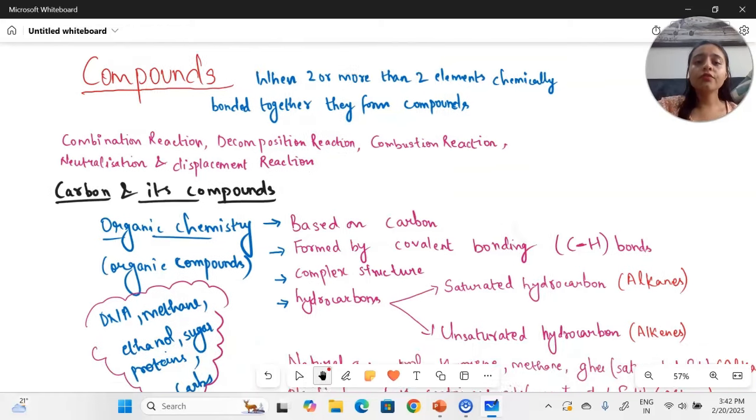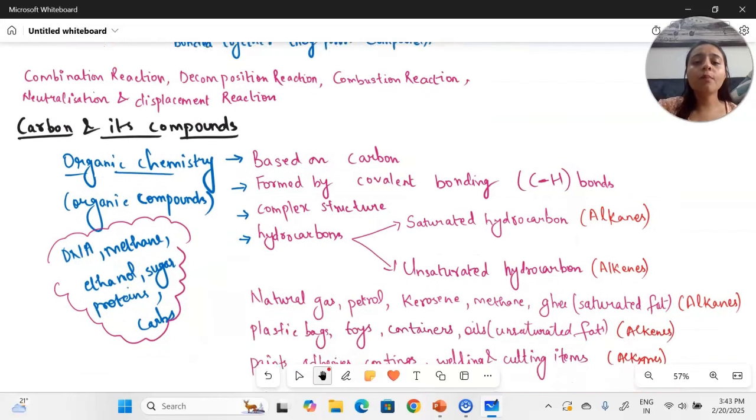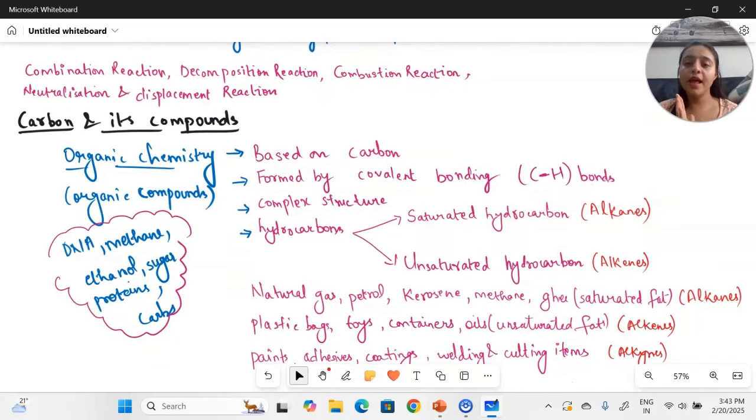For learning the carbon compounds, the chemistry subject has been divided into three sub-subjects, like organic chemistry and physical chemistry. When we talk about organic chemistry, we talk about the compounds related to carbon, meaning carbon's compounds we learn in organic chemistry. Basically, we study carbon and its compounds, which are formed by covalent bonding, which we have already seen, meaning C-H bonding.